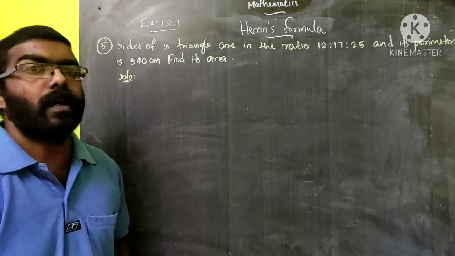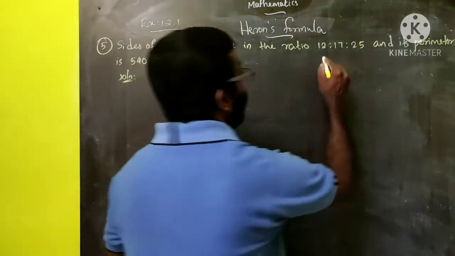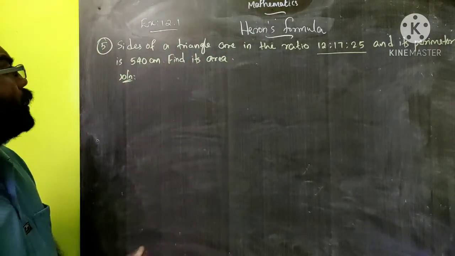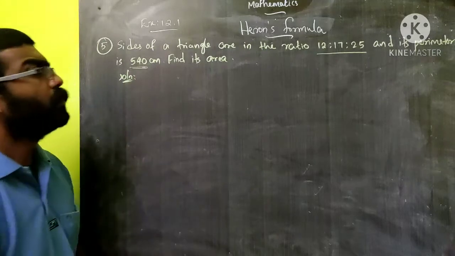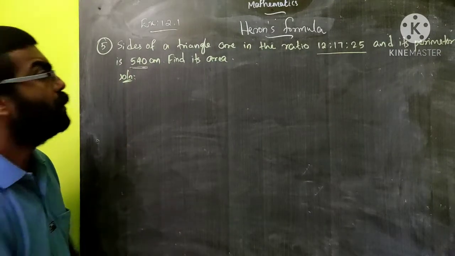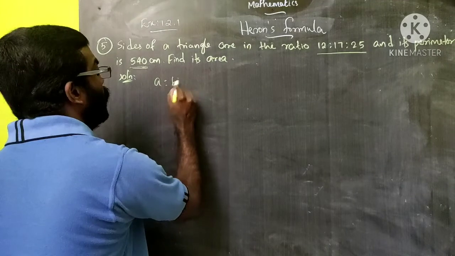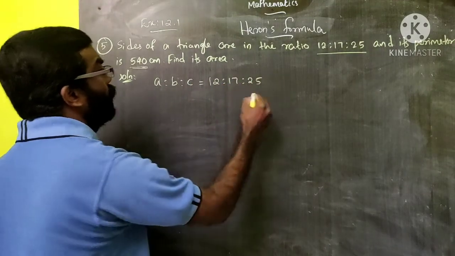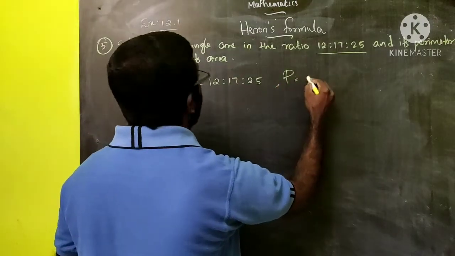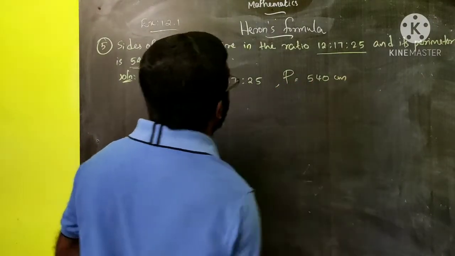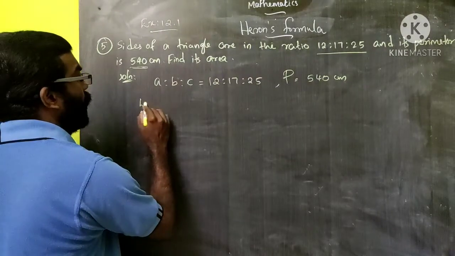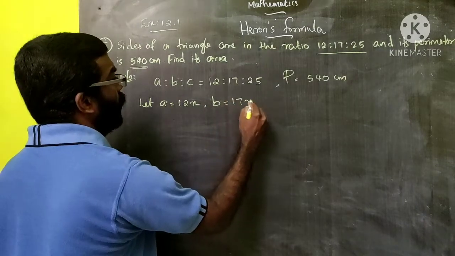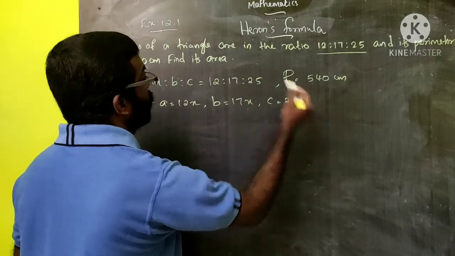Sides of a triangle are in the ratio 12 is to 17 is to 25, and its perimeter is 540 centimeter. Find its area. Here the ratio is given, that is A is to B is to C is equal to 12 is to 17 is to 25, and perimeter is given as 540 centimeter. So from this we can take the value of A as 12x, B is equal to 17x, and C is equal to 25x.